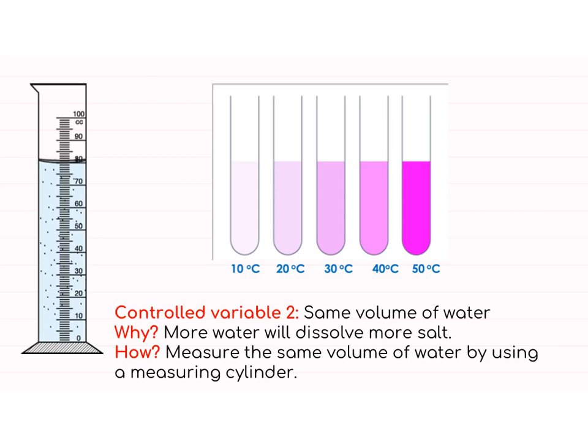Also, if you look carefully at the given figure shown on the slide, you will notice that all the test tubes are containing the same volume of water. So, the second controlled variable is that the same volume of water should be used too. Why? Because more water will dissolve more salt, and the results also will be non-reliable ones. Hence, Sarah in her experiment should also use the same volume of water in all the given test tubes, and she can measure the same volume of water by using a graduated cylinder.